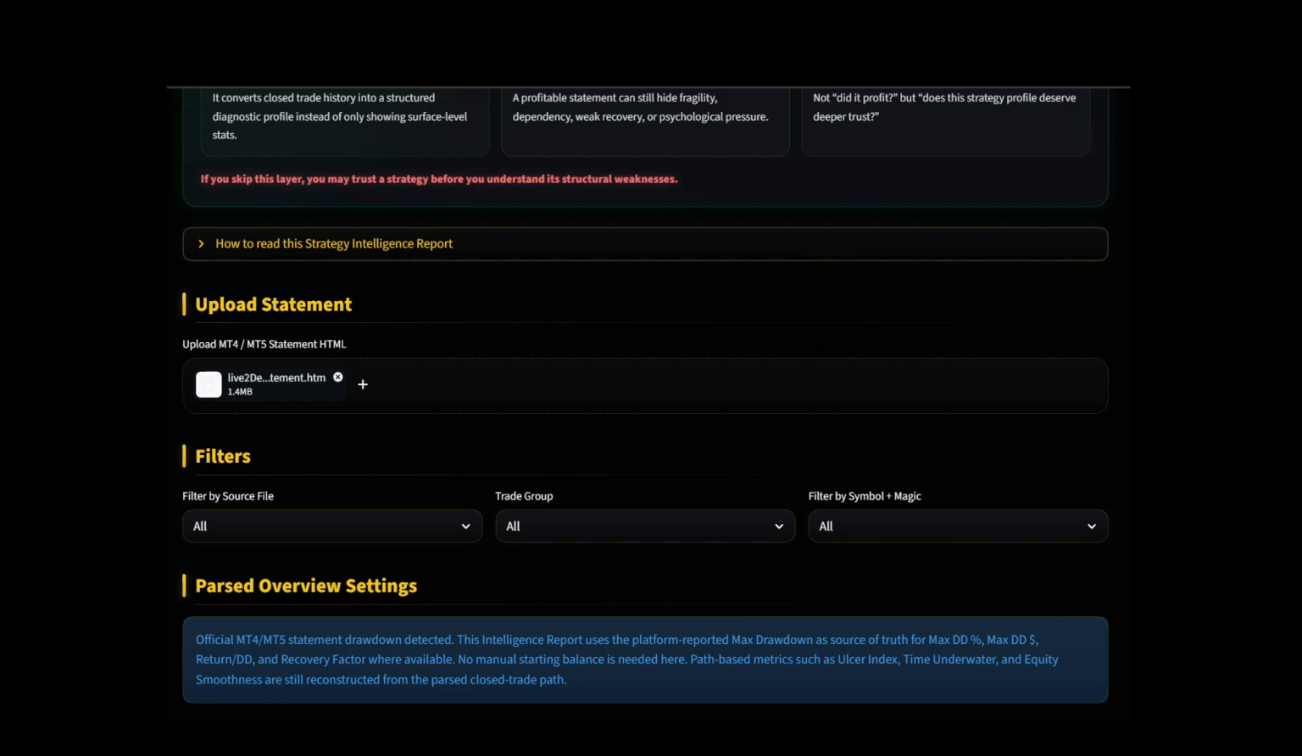This is important because a full statement can look good while one component inside the portfolio is weak. Or the opposite can happen. The full portfolio can look messy, but one individual EA inside it can still have a strong structure. So before reading the report, I first decide what I want to analyze. The full statement, EA only, manual only, or a specific symbol and magic number combination.